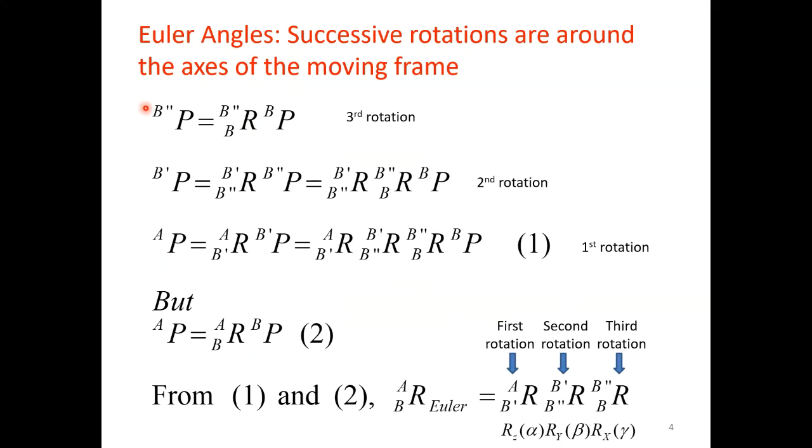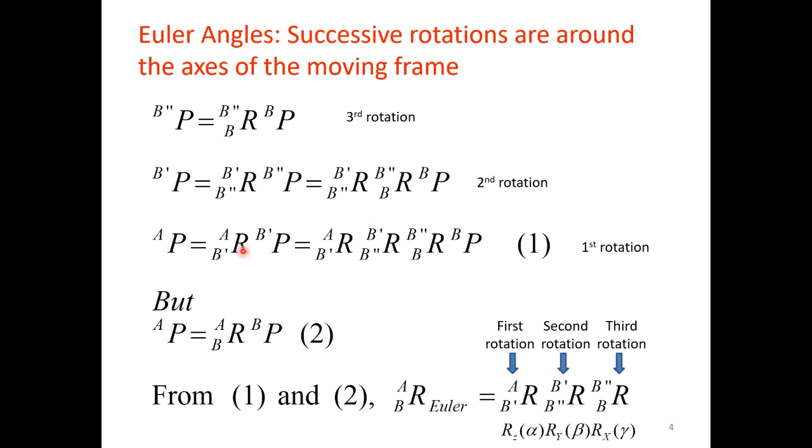And now how do you write B'' with respect to B'? You write it this way by pre-multiplying B''P with B'B''R. So always you are multiplying the vector with a rotation matrix in front of it, and then you change the reference coordinate frame. And then you eventually write it with respect to A. Now the vector you have is B'P. It's like this.